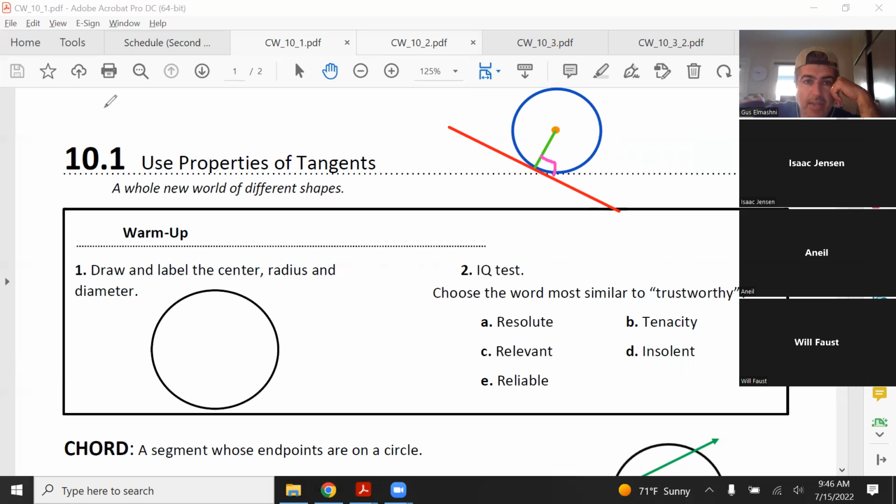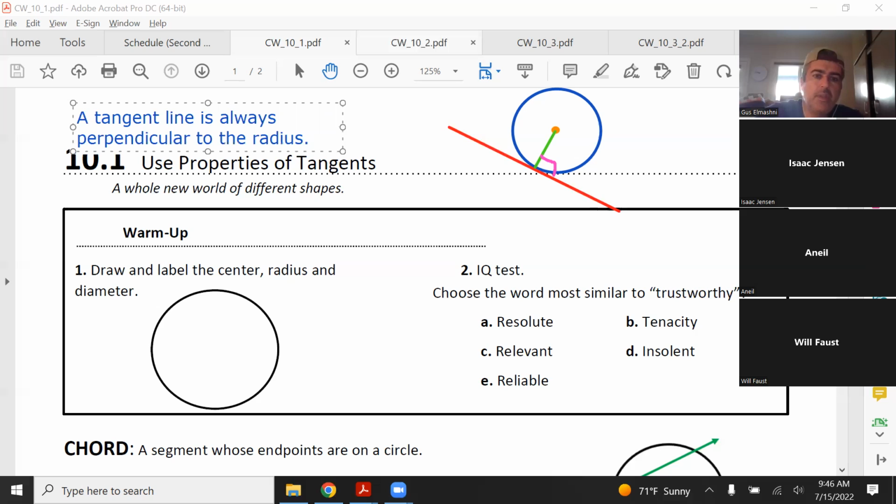So a tangent line, and we'll talk about this on the next page, a tangent line is always perpendicular to the radius. That's gonna be the key concept for this particular section.